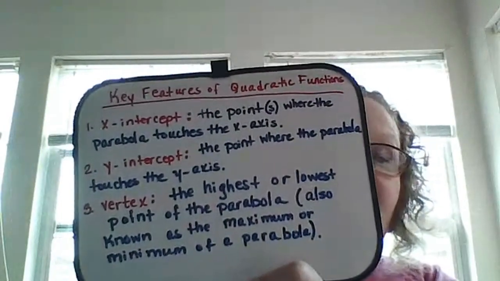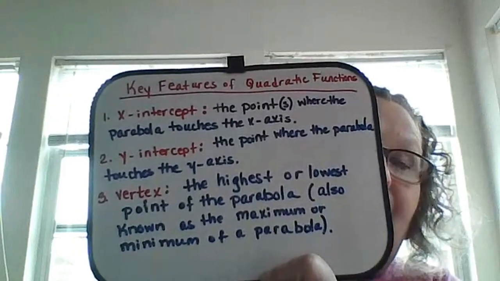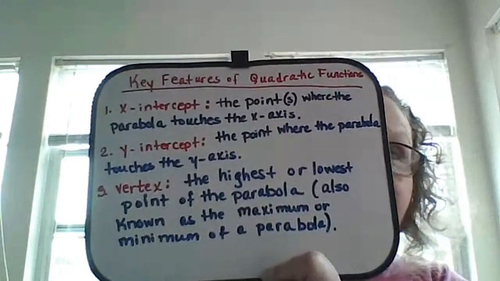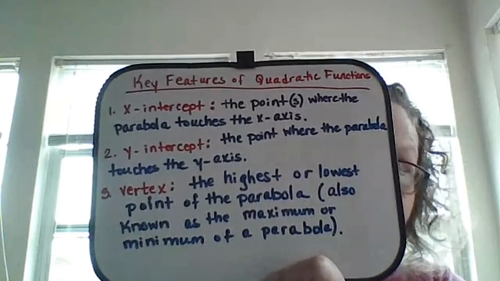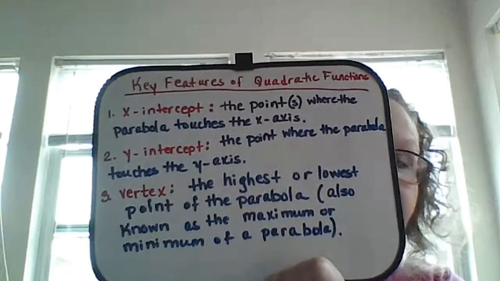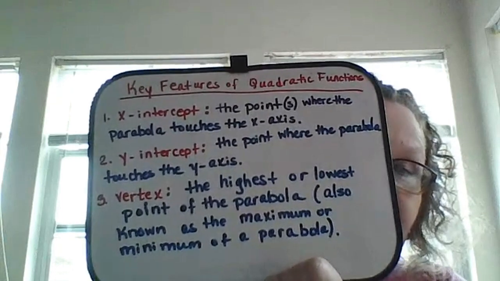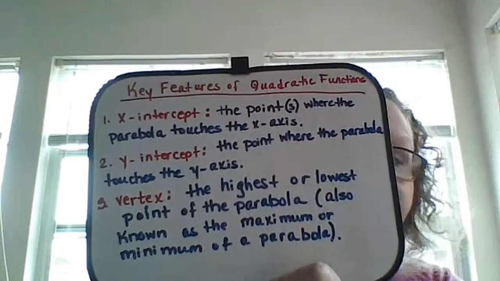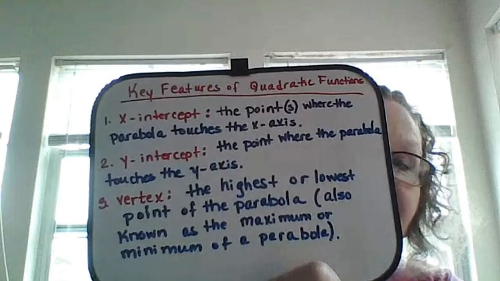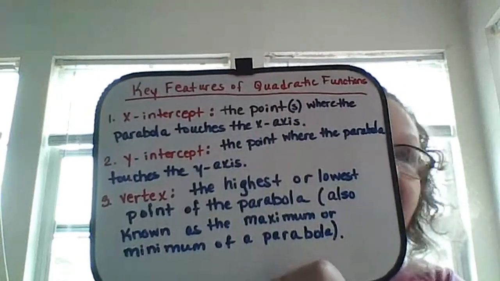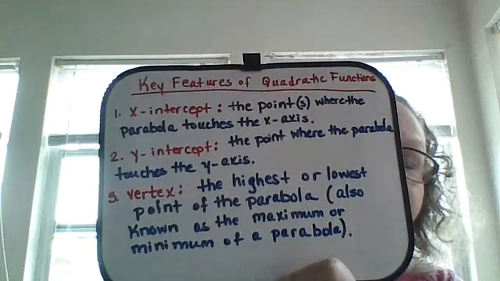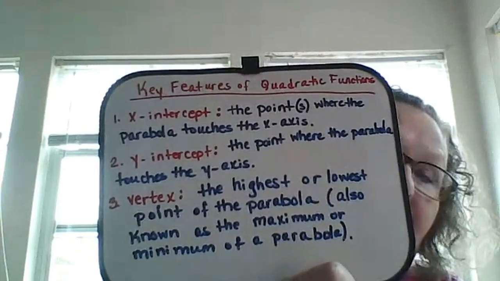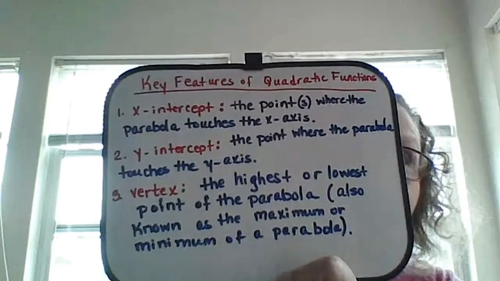The vertex is either the highest point of the parabola or the lowest point. If it's the highest point of the parabola, of course, it's going to be called the maximum. If it's the lowest point of the parabola, it's going to be called the minimum. So just remember the vertex is either the highest point or the lowest point of your graph, the maximum or the minimum. You probably need to pause the video now so that you can get these definitions down in your notebook.